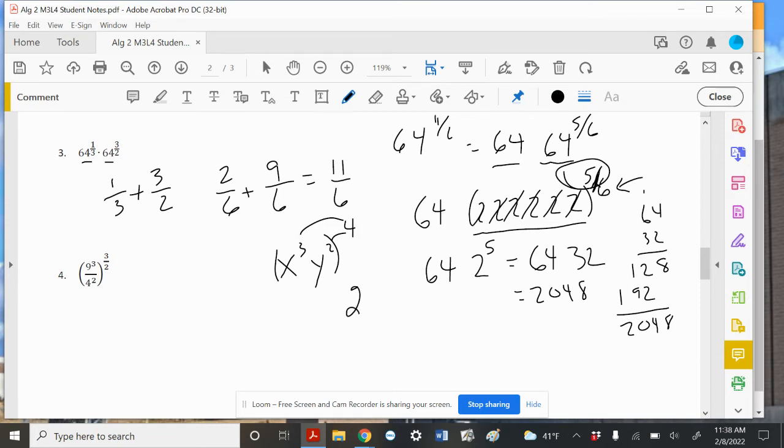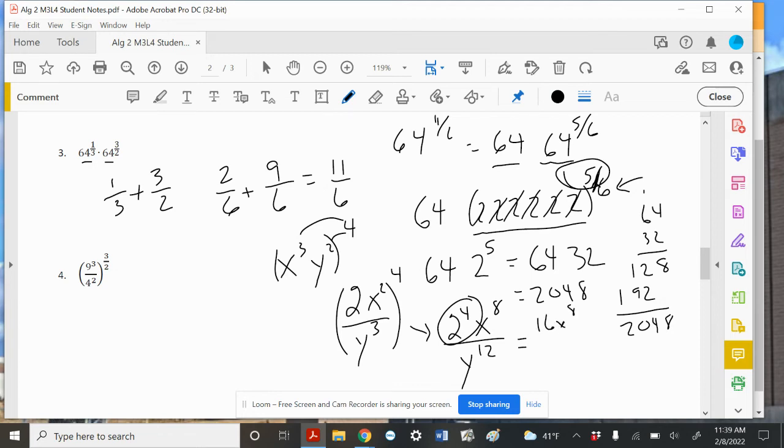So let's say I have 2x squared over y cubed, to the 4th. Then that would give me 2 to the 4th, x to the 8th over y to the 12th. And then, of course, I have to figure out what 2 to the 4th is, which is 16. And so the final answer, if I were doing this one, would be 16x to the 8th all over y to the 12th. So that's what I would do if I had that.